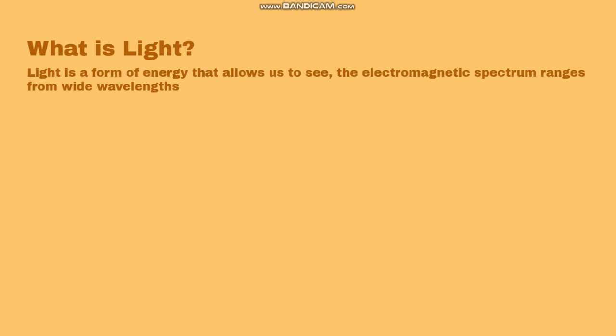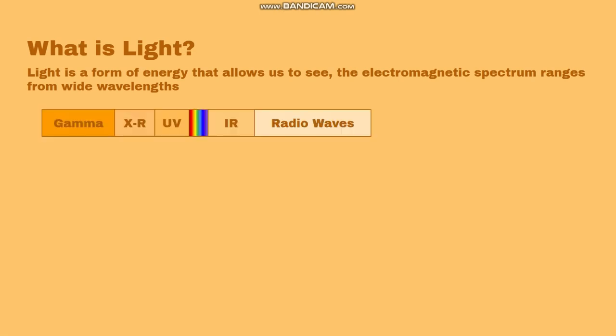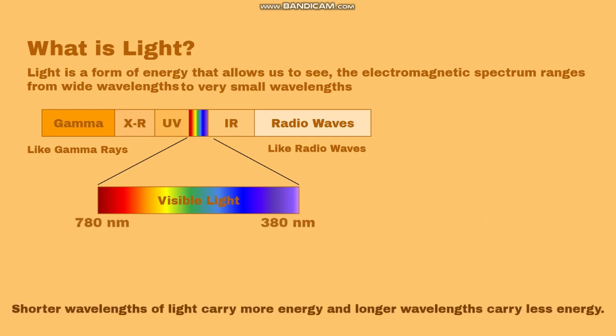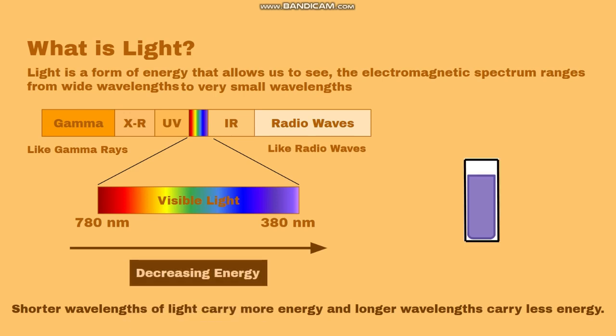Light is a form of energy that allows us to see. It is a part of the electromagnetic spectrum, and the electromagnetic spectrum ranges from shorter wavelengths like radio waves to larger wavelengths like gamma waves. Right in the middle of this is visible light, which ranges from 780 nanometers to 380 nanometers. Shorter wavelengths of light carry more energy, and longer wavelengths of light carry less.